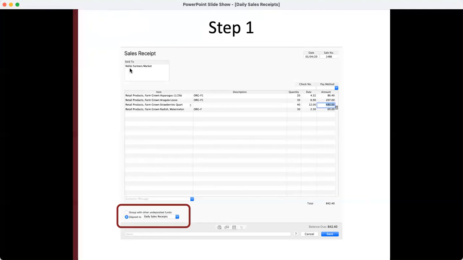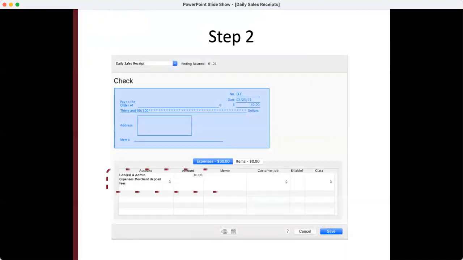So with the sold to is the customer. So you could say, Northampton Farmers Market. You could say, Greenville Farmers Market. You could say the farm store. So the customer would be our farm store. So you could see what you specifically sold there as well. And we're going to deposit all the funds into the daily sales receipts, into that pretend bank account, that holding bank.